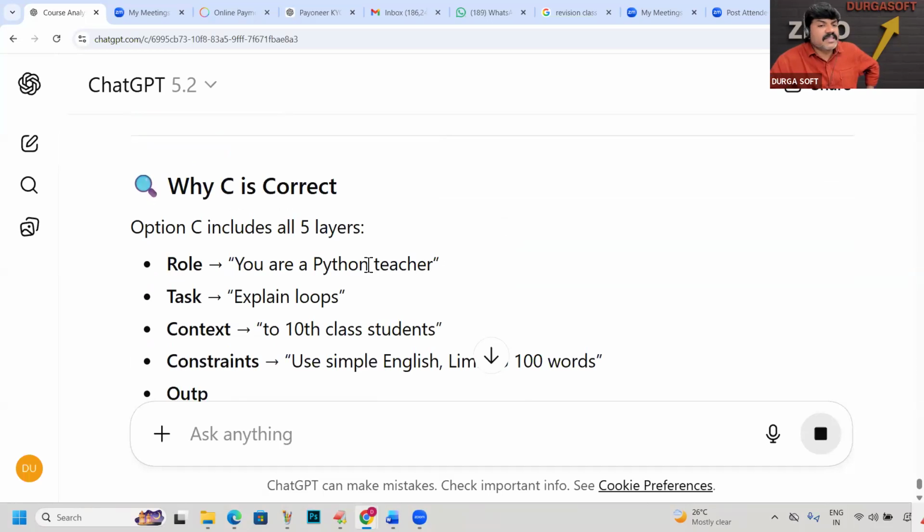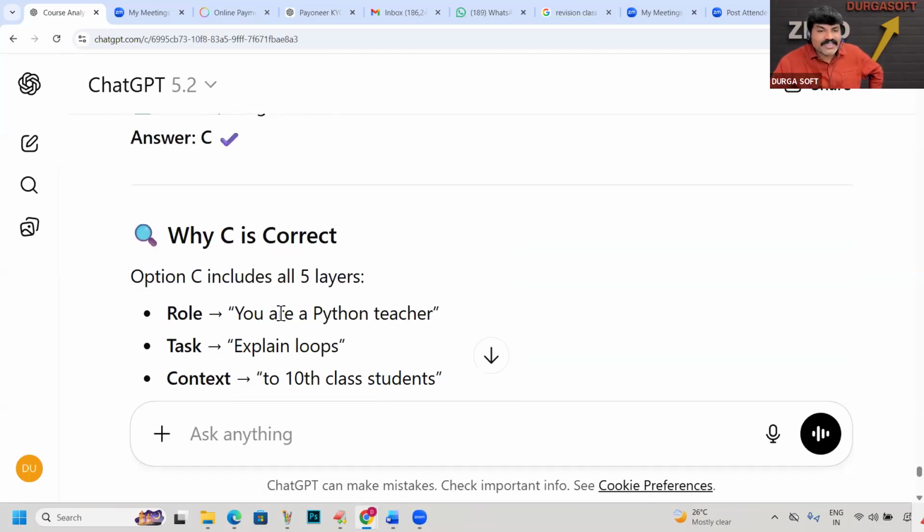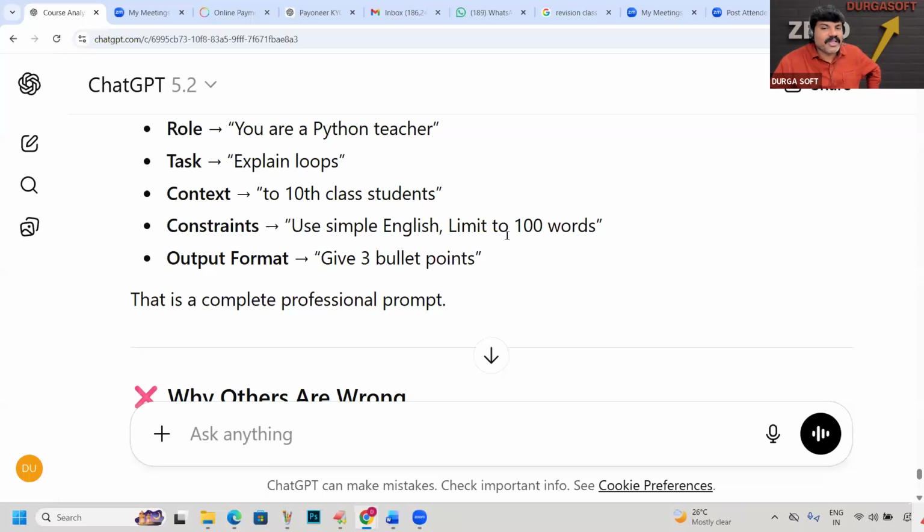Okay, sir. Why is C correct? C includes all 5 layers. Role: you are a Python teacher. Task: explain loops. Context: 10th class students. Constraints: use simple English, limit to 100 words. Output format: give 3 bullet points. Is it clear for you people, right? How beautiful it is. The user prompt is going to talk about each of these.